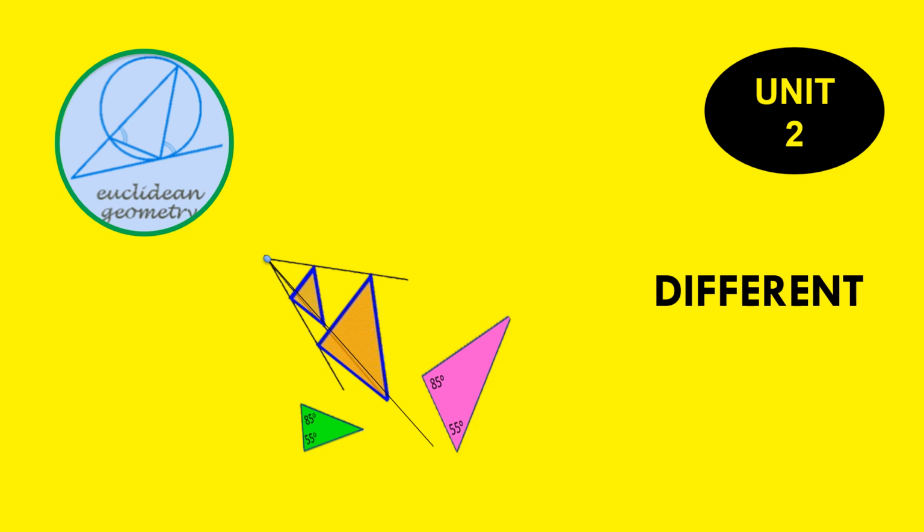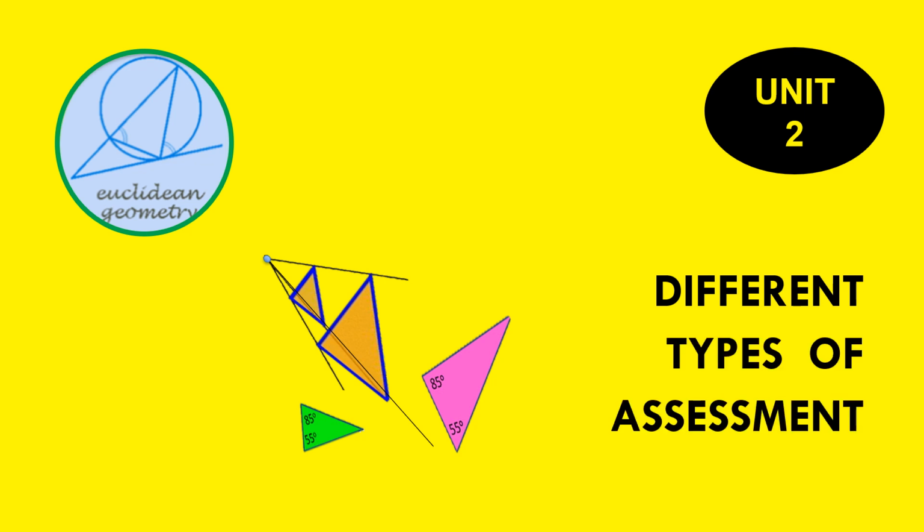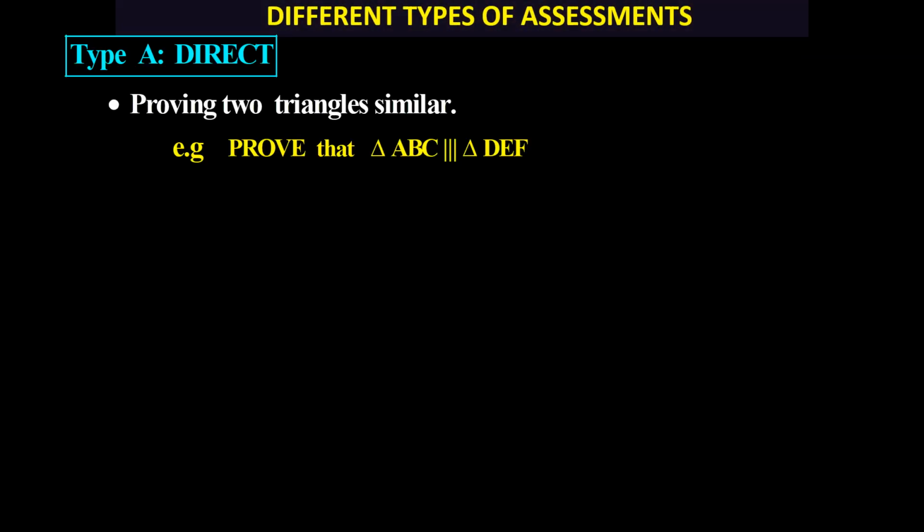In this unit, we're going to look at all the different types of assessment possible relating to applications of the similarity and the converse of the similarity theorem. Now, I identify two types of applications. The one is direct. In other words, the question clearly states, prove triangle 1 is similar to triangle 2. So it clearly states that you want to prove the triangles are similar. No doubt what your objective is here.